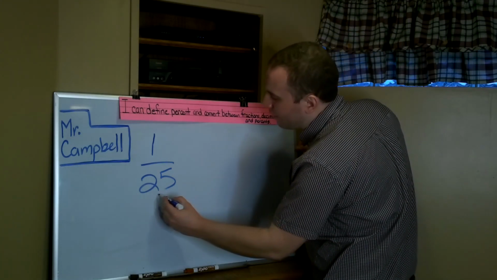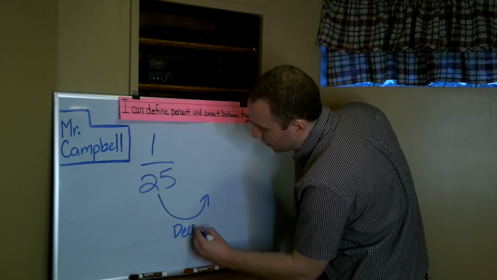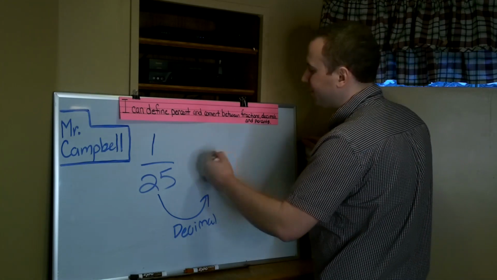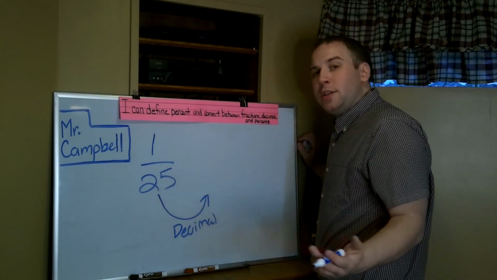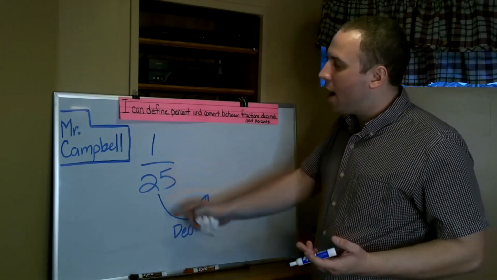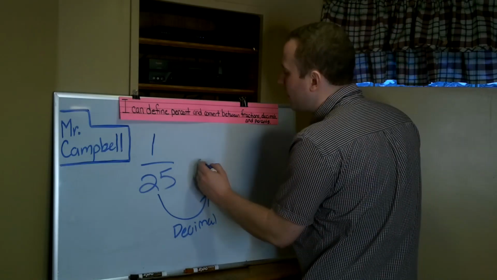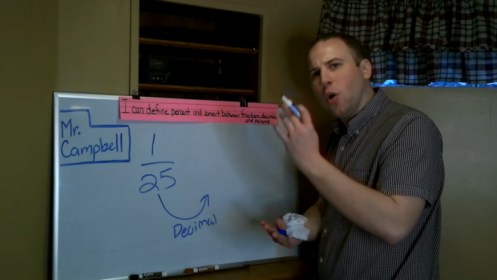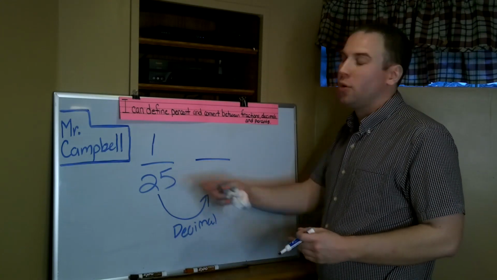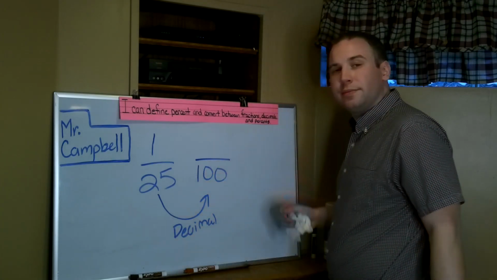Well, the first thing I have to do is take my fraction and make it into a decimal. So, in doing so, 25 is my denominator. However, I can't make this fraction into a decimal right off the bat. So I have to convert it into a base number of either 10, 100, or 1,000. Well, 10 is too small because 25 is way too big. But 100 I could definitely do.